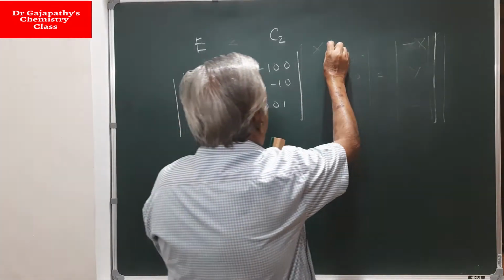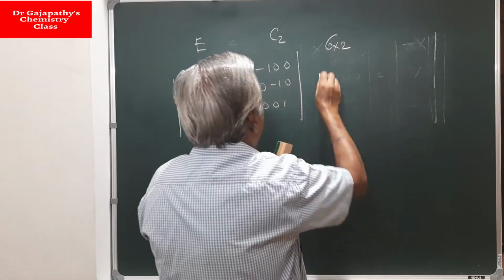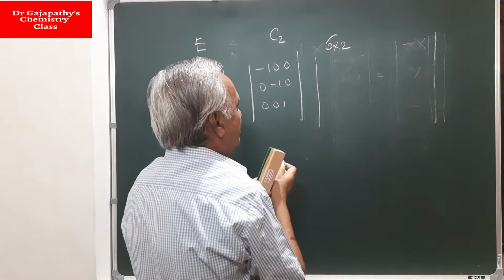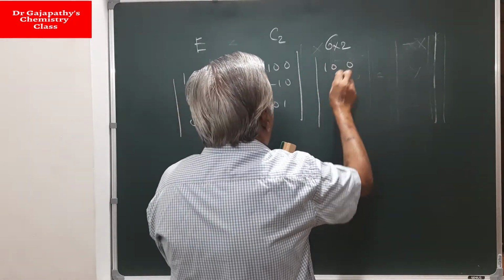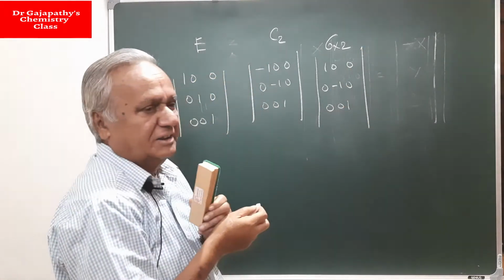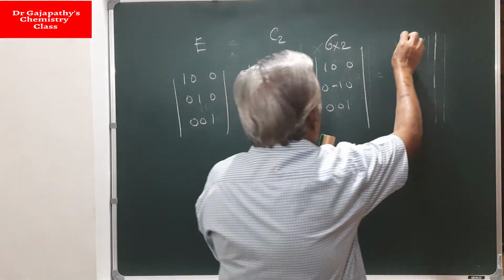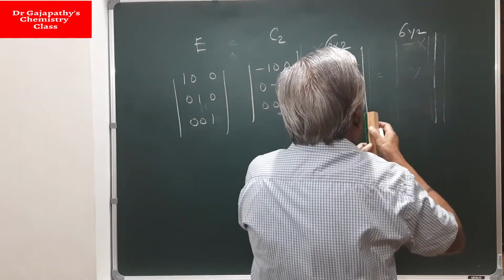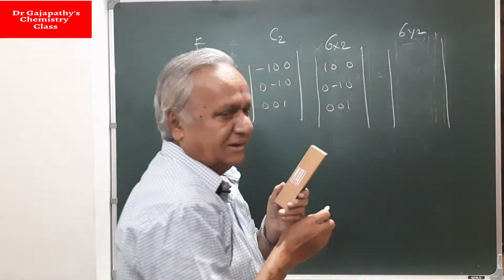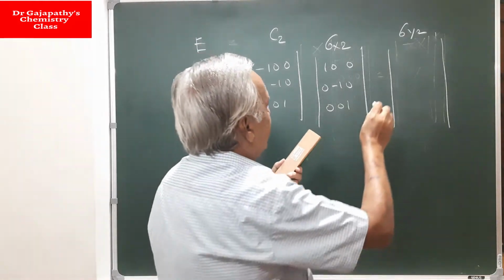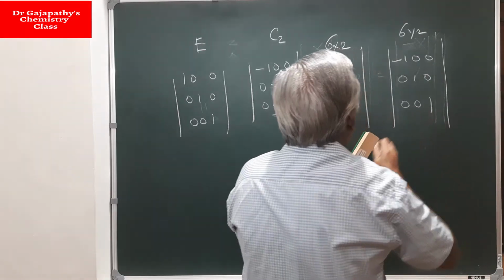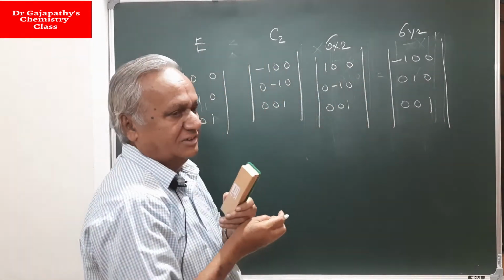And for sigma xz, nothing will happen to x, nothing will happen to z, y will become minus y. Therefore, 1 0 0, 0 minus 1 0, 0 0 1 is the transformation matrix for sigma xz. And for sigma yz, as I told you, nothing will happen to y, nothing will happen to z, x will become minus x. So it will be minus 1 0 0, 0 1 0, 0 0 1. So this is the transformation matrix.